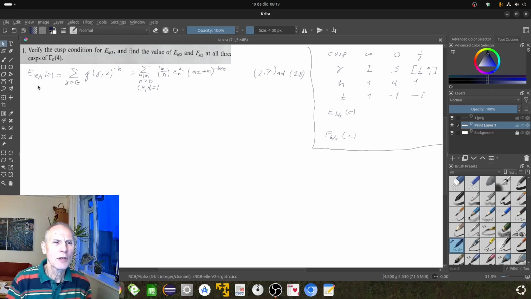So I have the definition of E. I will start with that one. And we have the cusps here and the values of t. And we start with the cusp at infinity, or with infinity.